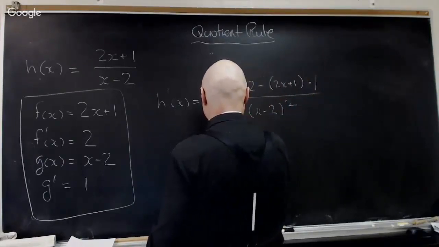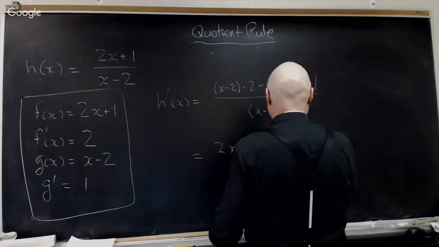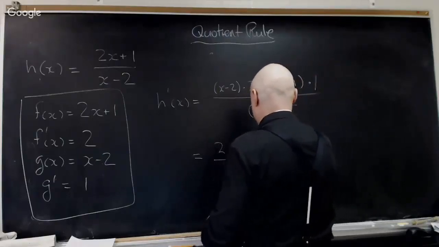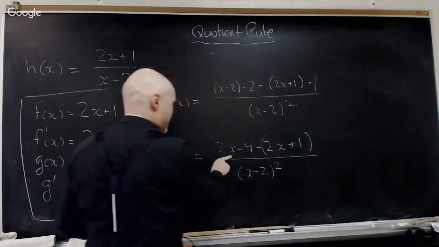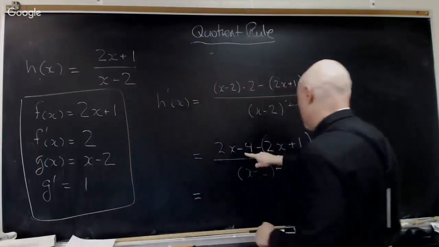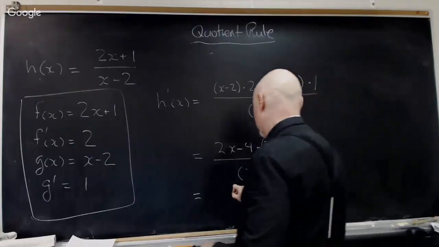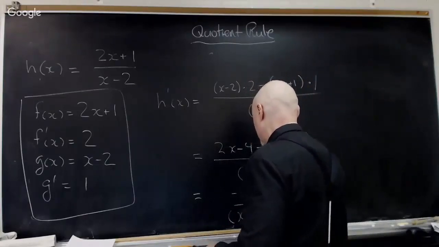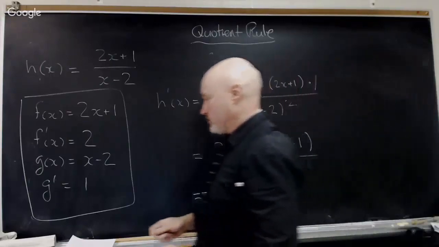And I can do a little bit of simplifying. 2x minus 4 minus 2x plus 1 all over x minus 2 squared. And so this is 2x minus 2x, which is no x's, minus 4 minus positive 1. And so this becomes minus 5 over x minus 2 squared. And so there's my derivative.